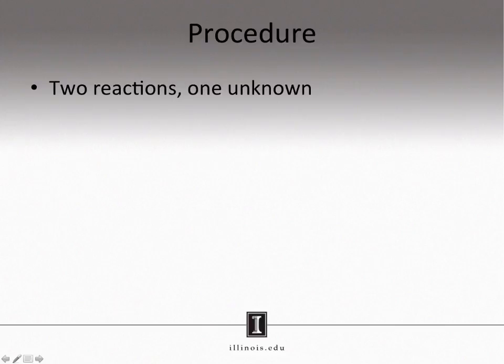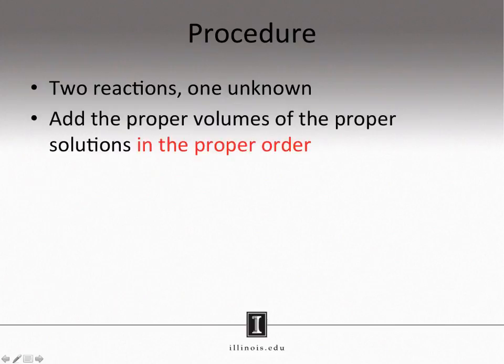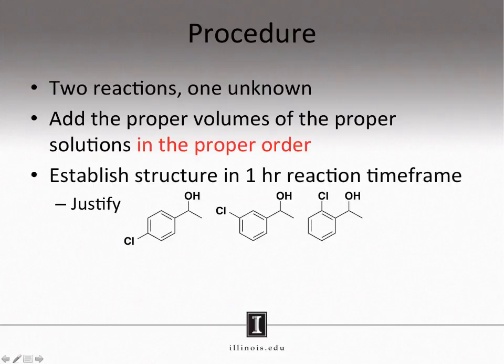Let's talk briefly about the procedure. To recap, you have 2 reactions. Both reactions use the same unknown alcohol. Mechanically, this experiment is quite simple. You will take pre-made solutions and add them in the correct volumes in the correct order. The correct order is very important. Once you have added all of your solutions in the right order, you will then have to wait 1 hour.